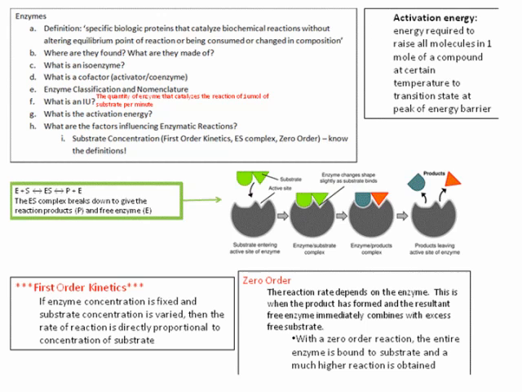A couple other things that you want to be familiar with is the difference between first order kinetics and zero order. The first order is where the enzyme concentration is fixed and the substrate concentration is varied, then the rate of the reaction is directly proportional to the concentration of the substrate. Now with the zero order, the reaction depends on the enzyme. This is when the product has formed and the resultant free enzyme immediately combines with excess free substrate. With the zero order reaction, the entire enzyme is bound to a substrate and a much higher reaction rate is obtained. So the difference between first order and zero order: first order is proportional to the concentration of the substrate, and zero order is dependent on the enzyme.